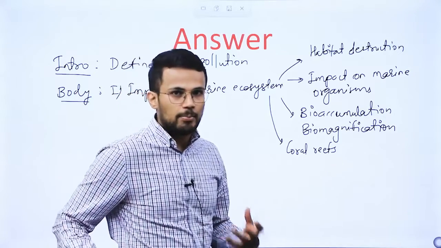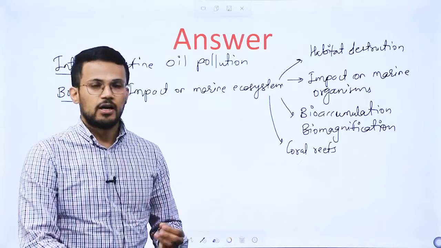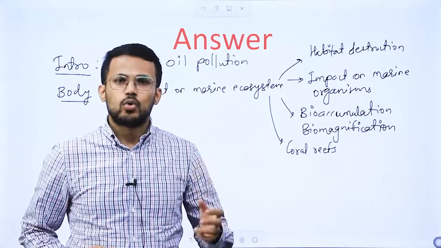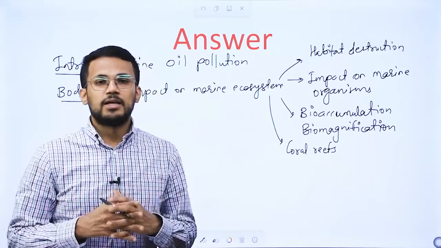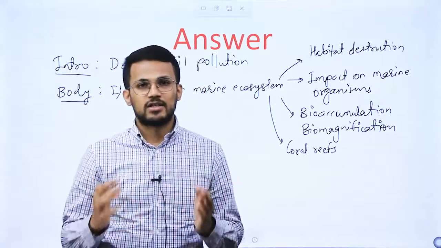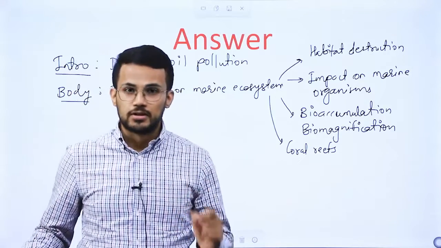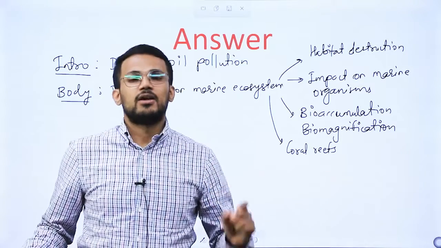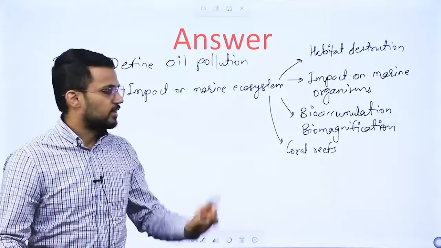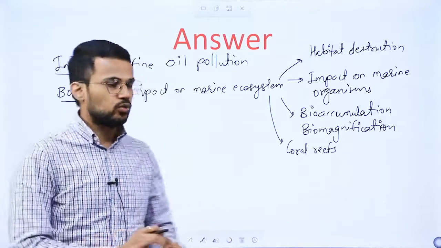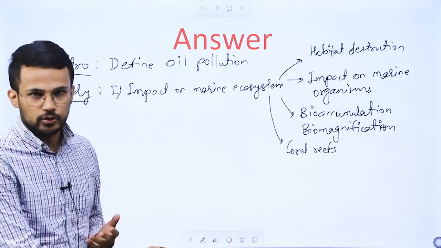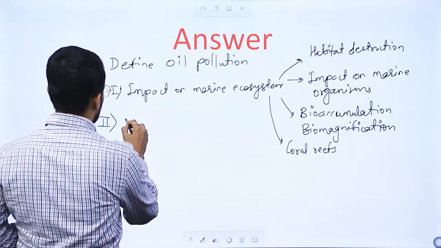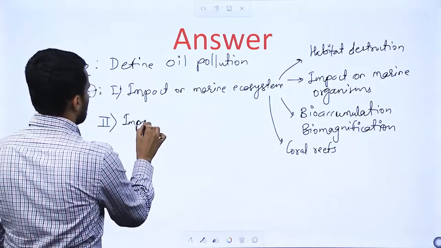Similarly, it may also happen that the water birds which are dependent on these water bodies may also get affected, because due to oil pollution their feathers may get soaked in oil, and as a result it would be difficult for those water birds to fly, and they might become easy prey for their predators. Those are the impacts that you can highlight with respect to the impact on marine ecosystem. Then in the second part of the body, we are supposed to discuss the impact on countries like India.